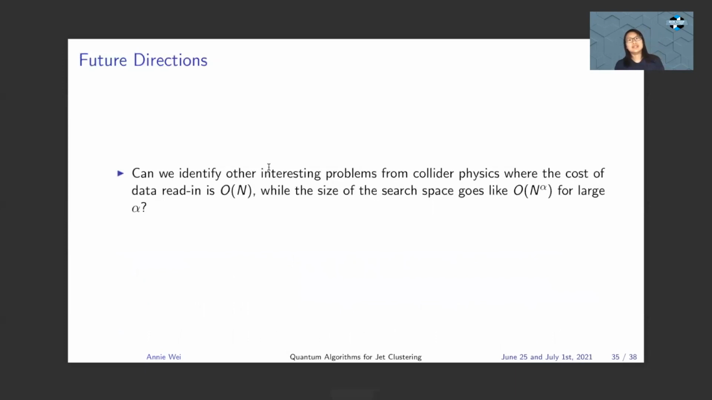And the direction along this line is, can we identify other interesting problems where the cost of the data read-in, which as I mentioned is O(n), can be offset because the size of the search space is large enough, and potentially have real substantial speedups for search problems that rely on Grover search.